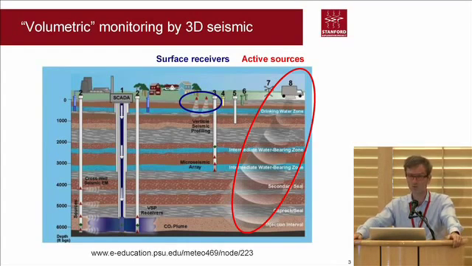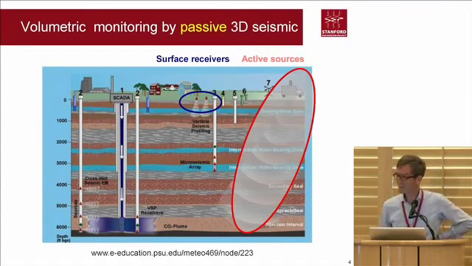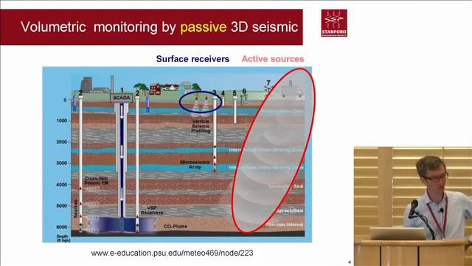And if you think that you want to do that every 6 months or every year, depending on the time scale that you think you need, and you have to do that for centuries, then I guess the budget gets big pretty quickly. What I'm going to talk about is actually getting rid of the sources and just having the receivers.